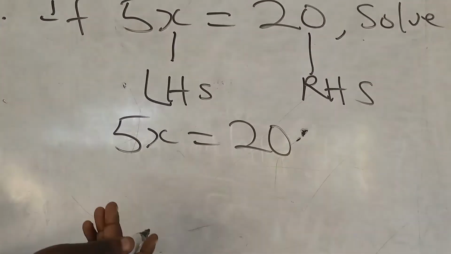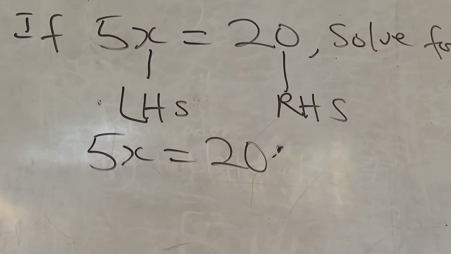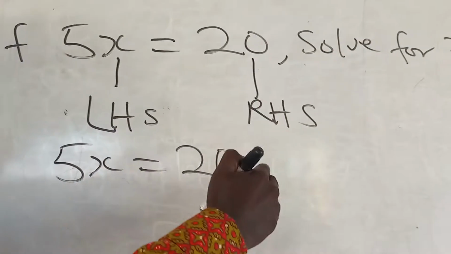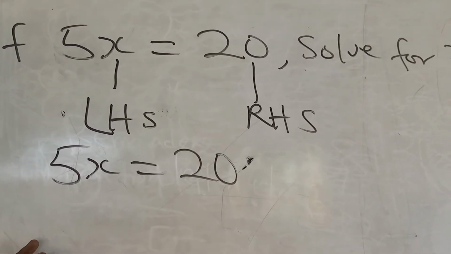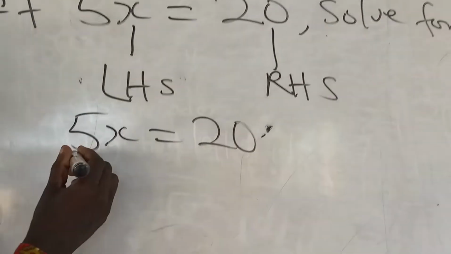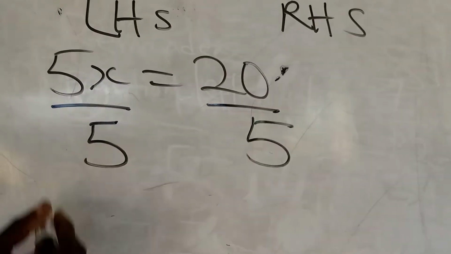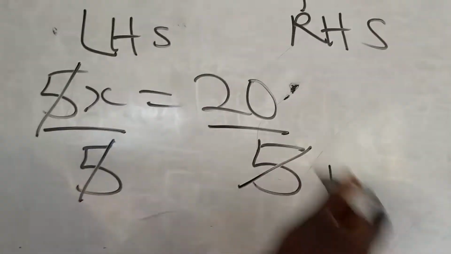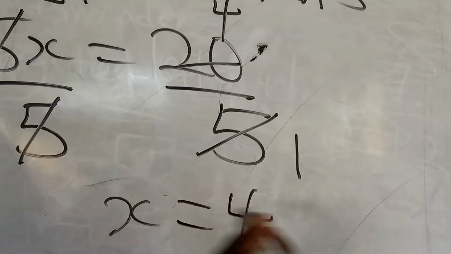It's 5. So you divide through by the coefficient of the variable, because in maths, what you do to the right hand side of the equation, you must do the same thing to the left hand side of the equation. So once I am dividing this portion by 5, you divide this portion too by 5. So 5 will cancel 5. 5 goes into 5 once, 5 goes into 20 four times. So x is equal to 4.